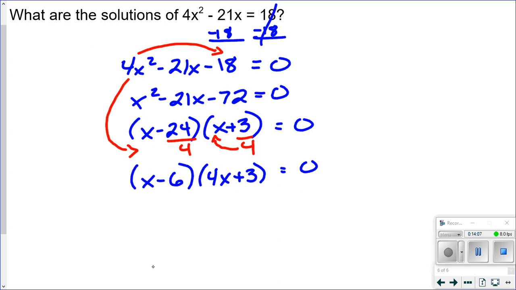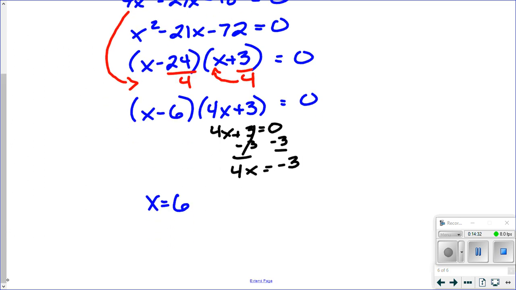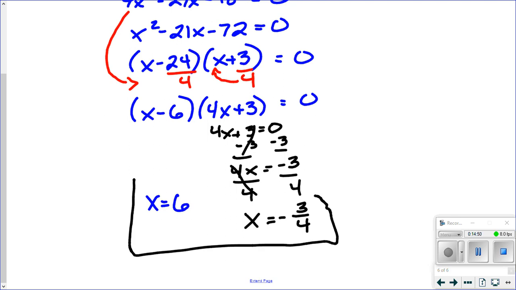So my first solution is x equals 6. For this one, I need to do a little bit of work. So I'm going to set 4x plus 3 equal to 0 and solve this. So minus 3 minus 3. So 4x equals -3. I'll run out of room. There we go. Divide both sides by 4. And so x equals -3/4 is the other solution. So my solution is x equals 6 or x equals -3/4.